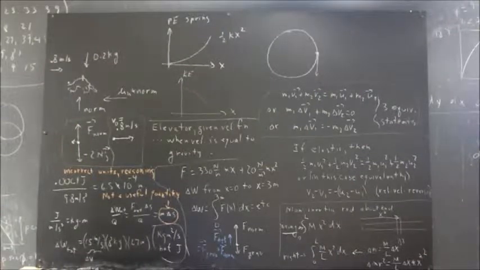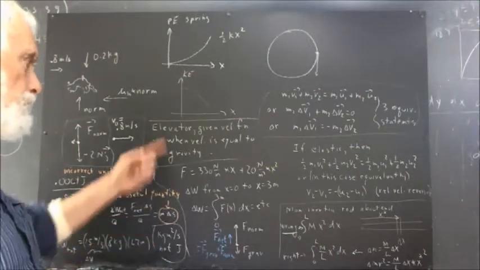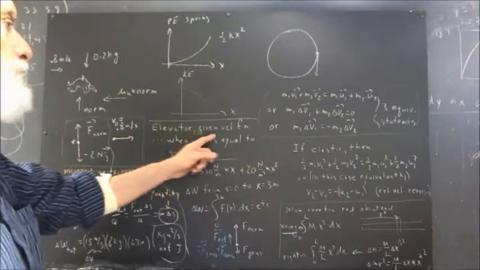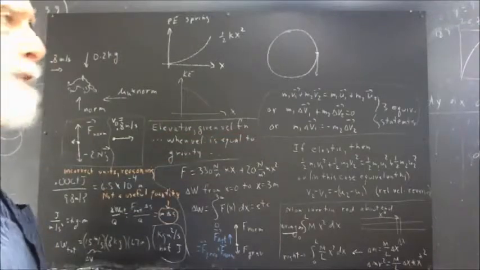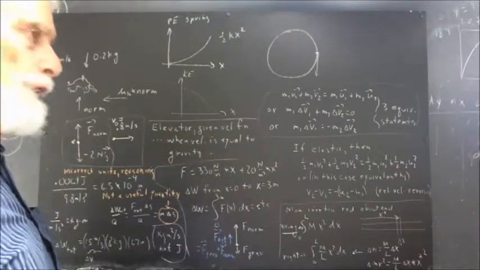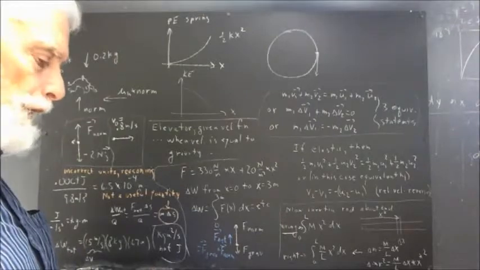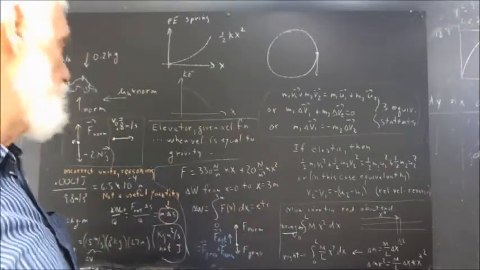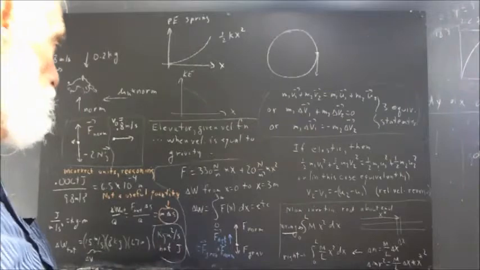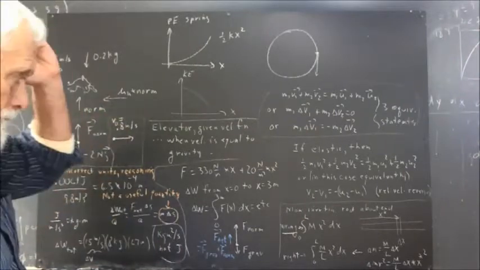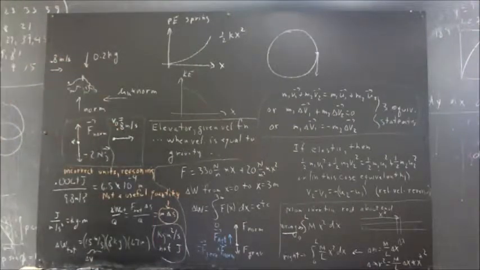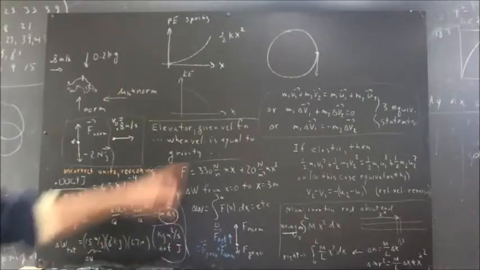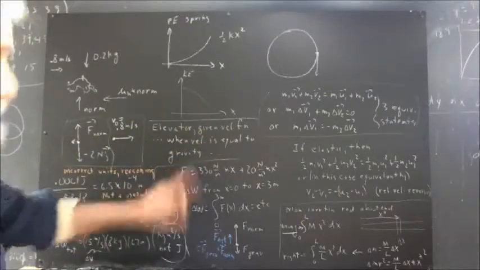My next comment is related to a question in which you're given an elevator which has a given velocity function, and I believe you're asked when the scale you're standing on would read the same as if you were standing on a scale out in the hall. The first part of the answer I got is when the velocity is equal to gravity.